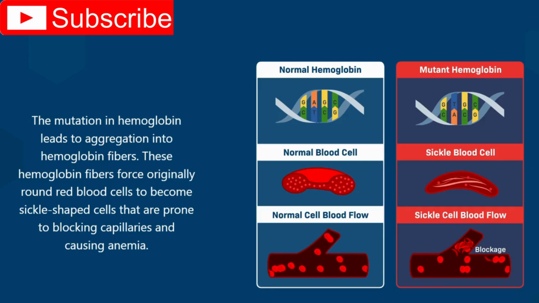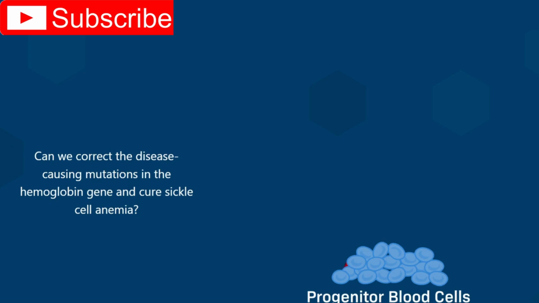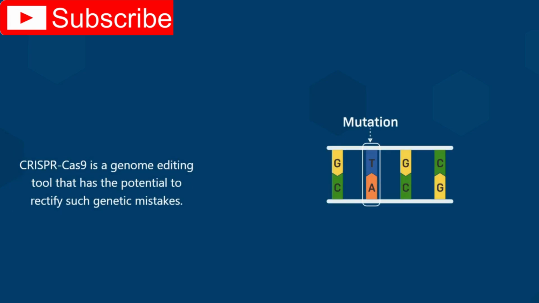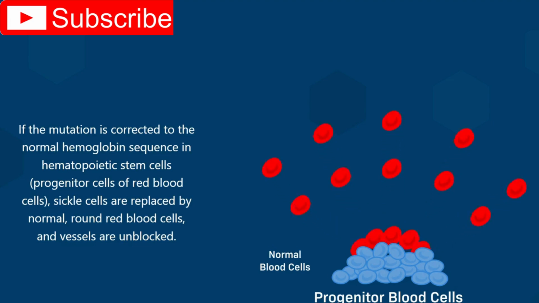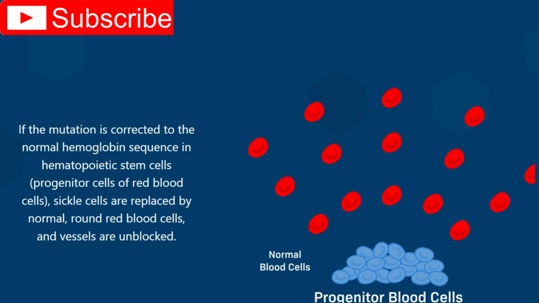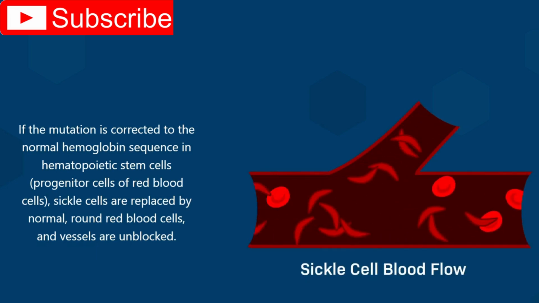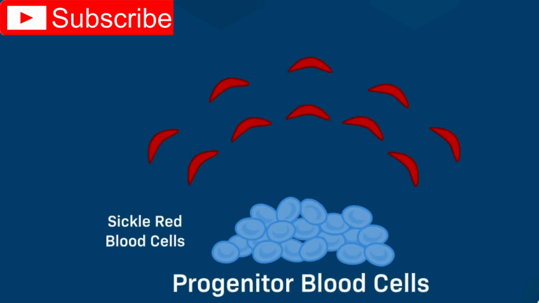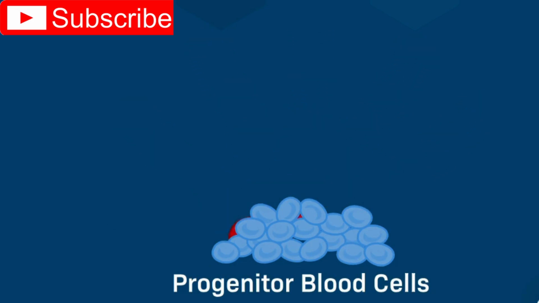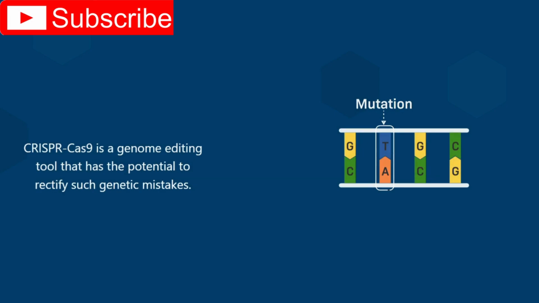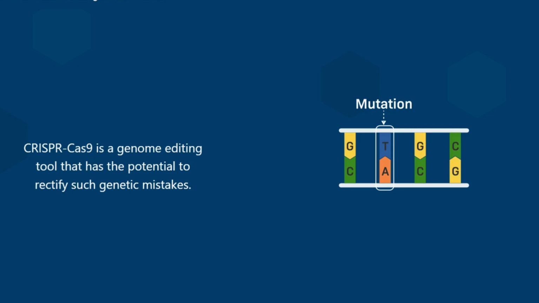So, yes, we have a technique known as gene editing, through which we can replace the mutant gene with the correct one. In the figure or animation, you can see that there are progenitor blood cells which give rise to red blood cells. But if the gene is mutated, then the red blood cells will not be round or circular. They will be in a sickle shape, which means that there is a mutation in the gene sequence of the hemoglobin molecule of the red blood cells.